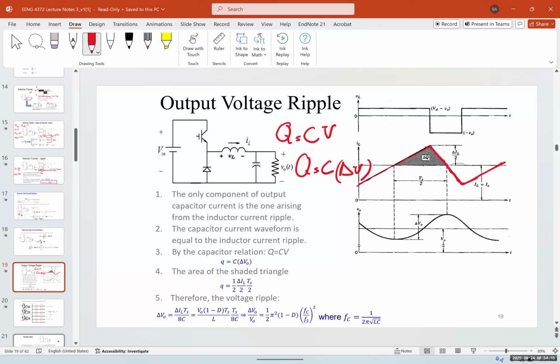And the charge that is accumulating in the capacitor is equal to C times delta V that we have. And this is the voltage graph for it. So C times delta V gives us the average charge in the capacitor.